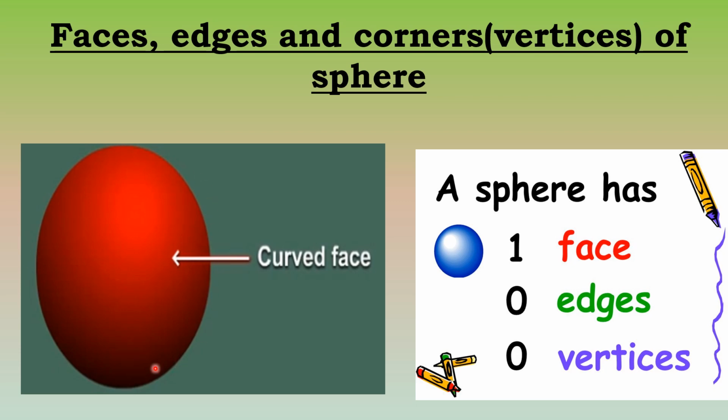It has no edge. Can you see any straight line in the sphere? So it has no edge. It has no vertex. Can you see any corners in the sphere? Hence, a sphere has one curved face. It has zero edge and zero vertex.